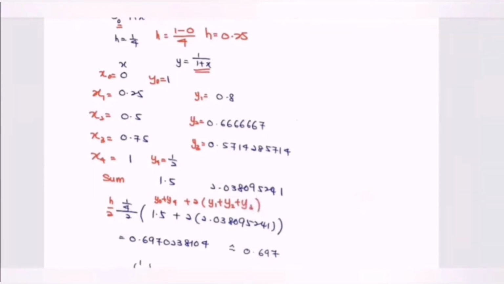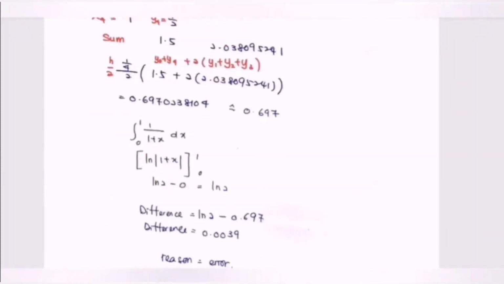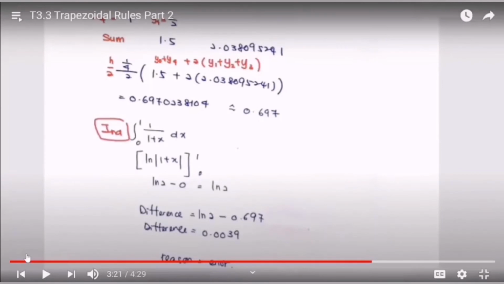Then finally, we have our answer 0.697 because the question requests us to have 3 decimal places. So this is what we call the trapezoidal rule. The second part, we are going to find the exact value or to integrate the function. So for this part 2, you read the question, it wants you to use the direct method to integrate to find the exact value, or to find the exact area.